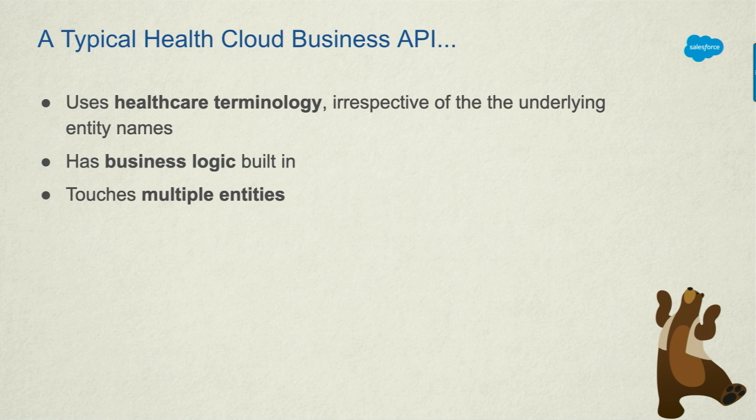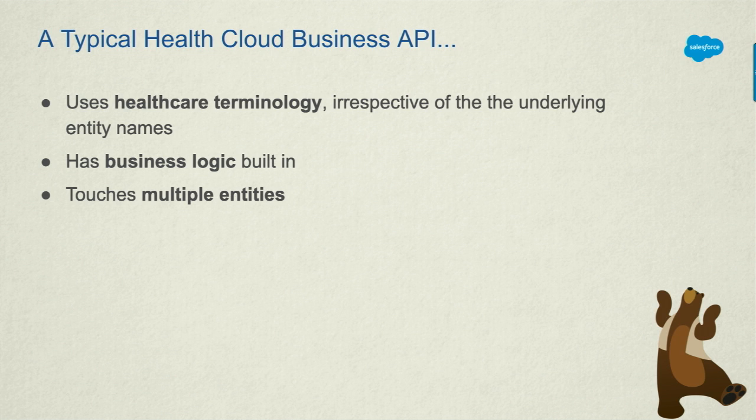Typically, the business APIs in general would be using healthcare terminology. In the back end, these could be standard objects or a combination of standard objects and healthcare-specific objects, but at the API signature level, they'll always be talking the healthcare language. So we speak the language of healthcare through these APIs.